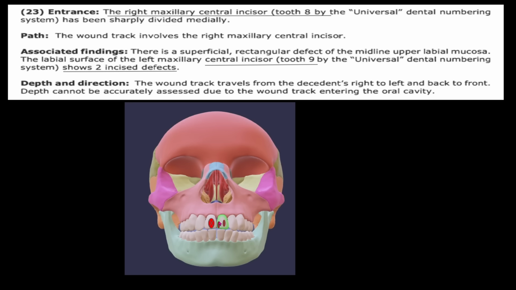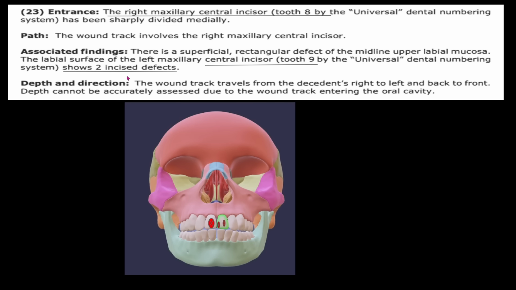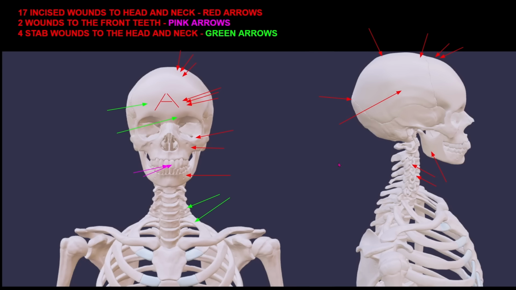Next, we have injuries to the 2 front teeth. The maxillary incisor, tooth number 8, which would be this one right here, has been sharply divided. And then the other incisor, this one right here, the central incisor, tooth number 9, shows 2 incised defects. So this was damage done to the front teeth. And the way they say incised, I would say it's damage done to the front teeth by the tip of a knife.